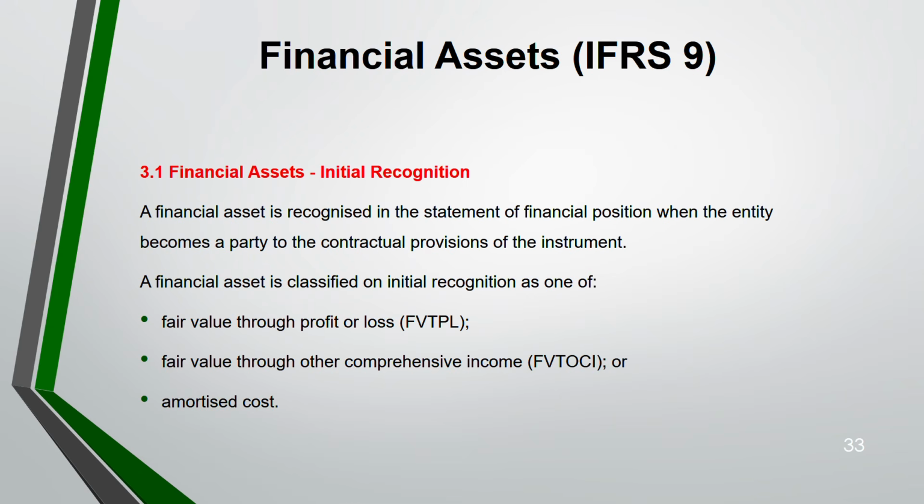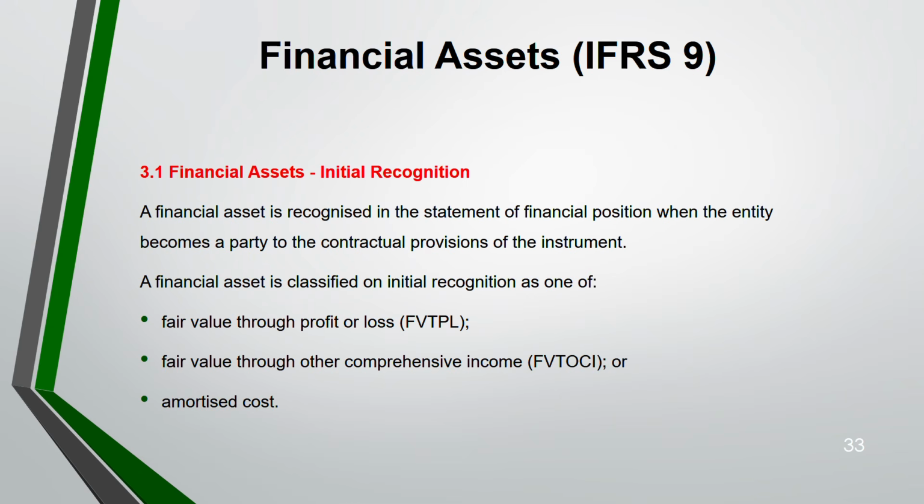Now, what do fair value through profit and loss, fair value through OCI, and amortized cost mean? Fair value through profit and loss. See, the first two, let me explain the first two. First two means you will recognize the financial asset at fair value only. They will give you in the question what the fair value is.